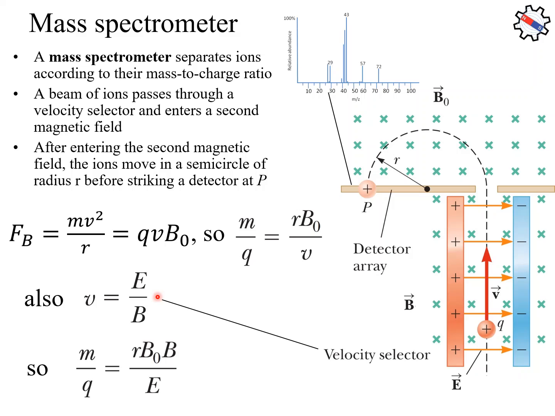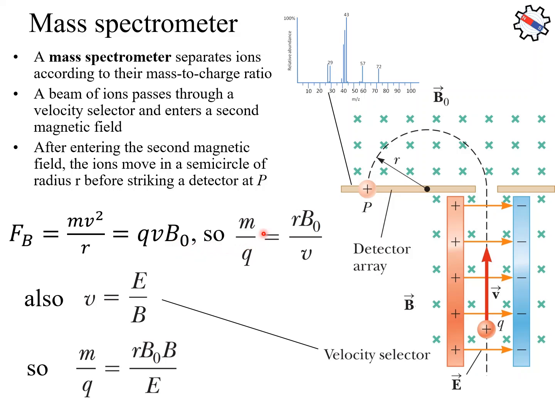Once we've selected the velocity of particle we want, it's very useful for a mass spectrometer because the particle then travels into this different region here with a different magnetic field, B0. And we've said that in the absence of electric fields, it will undergo a circular motion. So there it goes. And now the circular motion can be worked out by equating the centripetal force to the force on that particle.